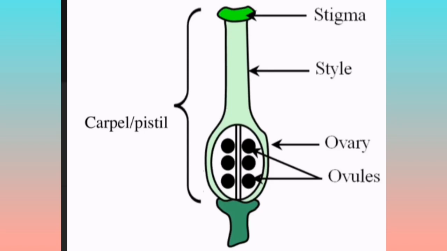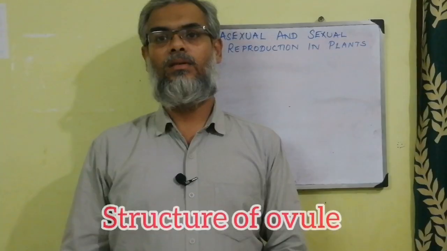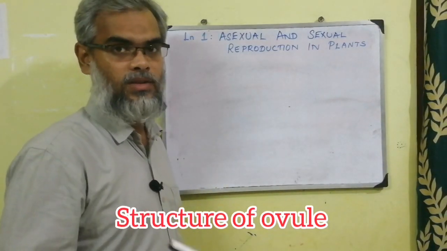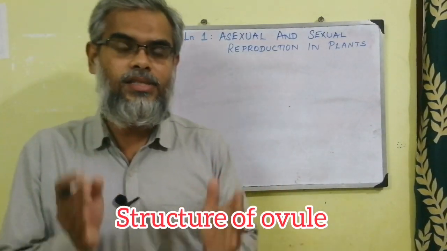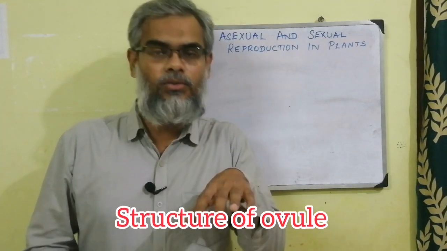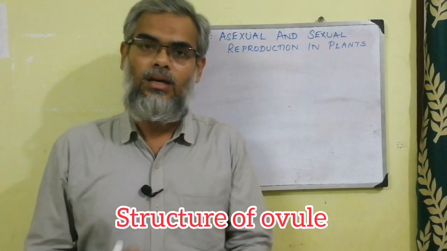Gynoecium arises as a small papillate outgrowth of meristematic tissue from the growing tip of the floral primordium. The ovules are also called megasporangia, which arise from the placenta. Now, if we see the structure of the ovule, we have said that the basal swollen part of the gynoecium is the ovary, and the ovule is enclosed in the ovary.